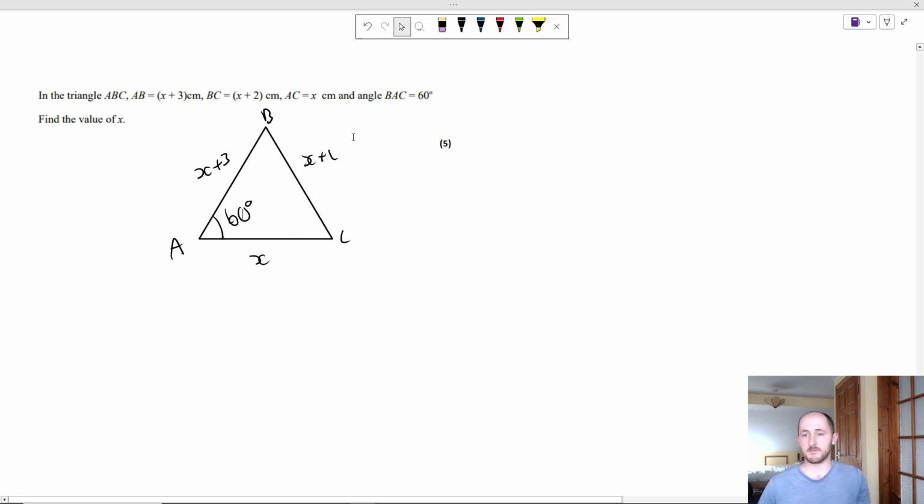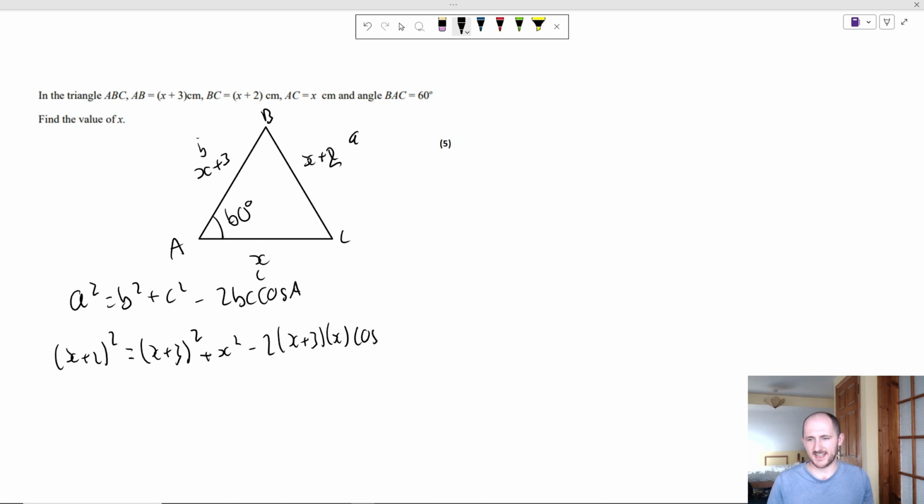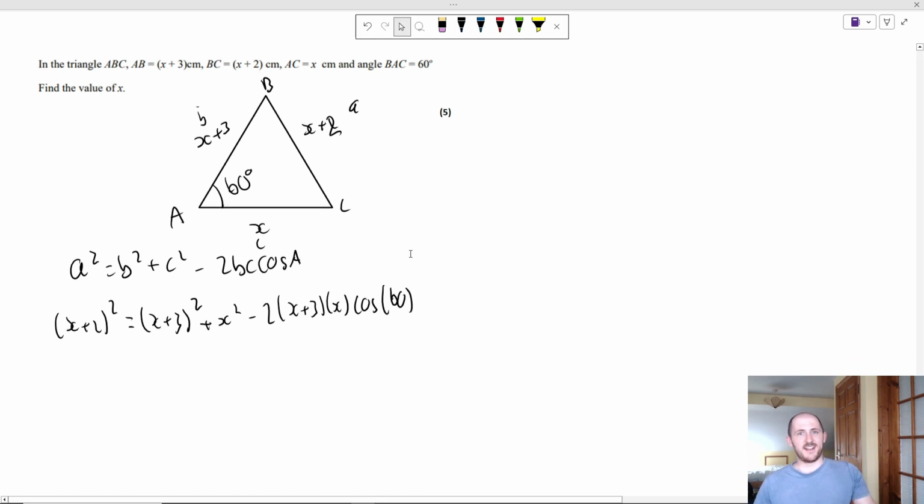So what you want to do here is essentially just use the cosine rule. Nice and easy. So cosine rule will be a squared equals b squared plus c squared minus 2bc cos A. So a is going to be the opposite side, so a is here. B and c are just going to be the two other sides, doesn't matter which way around they are. So we have x plus 2 squared equals x plus 3 squared. Yeah, this is going to be a fun question, isn't it? Plus x squared minus 2 times x plus 3 times x cos 60. Yeah, this is going to be fun.